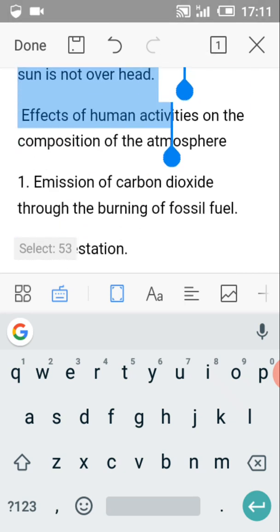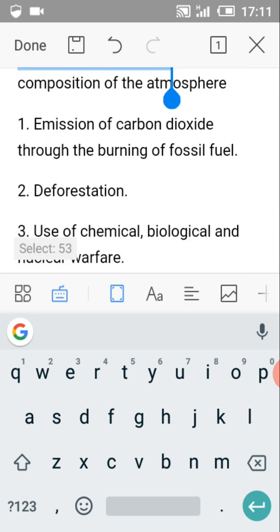Now, what are the effects of human activities on the composition of the atmosphere? Since most of these sources are basically atmospheric in nature. Number one, emission of carbon dioxide through the burning of fossil fuel. Man, through his daily activities, releases carbon dioxide into the atmosphere in so many ways: by burning of firewood, through the combustion of our cars, or through our industrial waste.